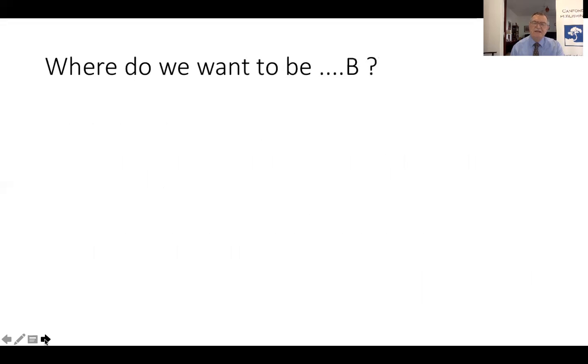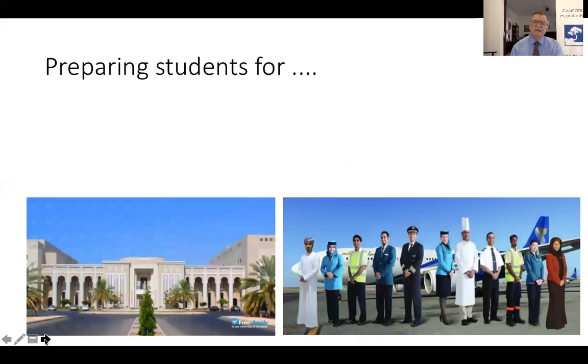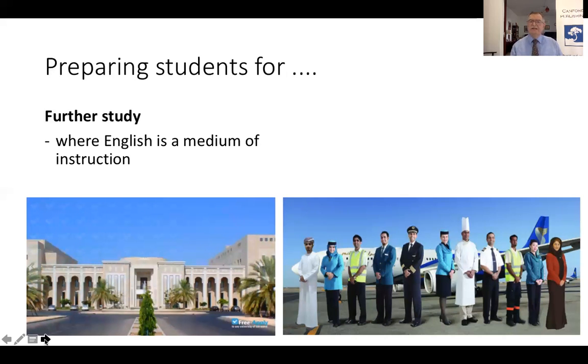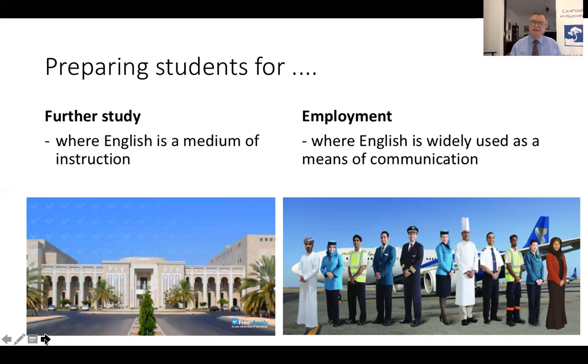Where do we want to be? Well, we think of students, they basically have two options. Of course, we want them to pass exams at the end of their school career, but they basically have two options. Either they go into further study, where English is a medium of instruction, or very often a medium of instruction, or they go into employment. And we could argue that in many professions, in many jobs, English is widely used as a means of communication, including written English.